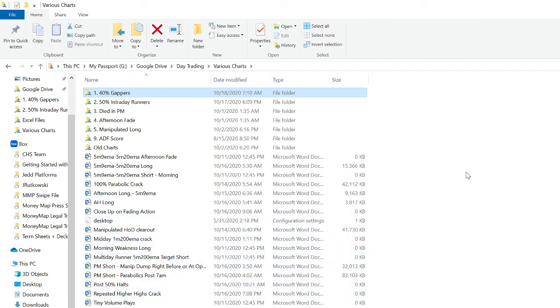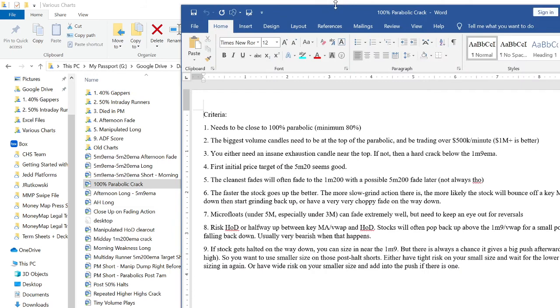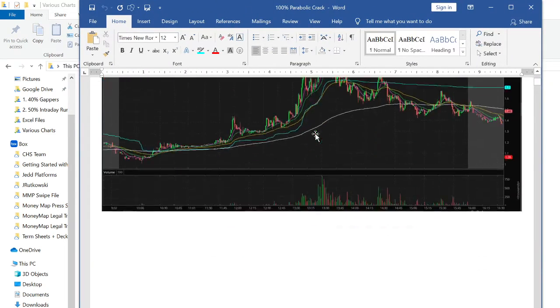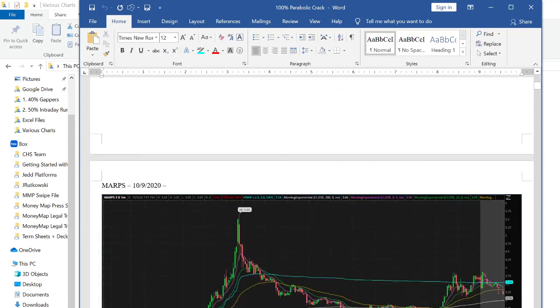And then you keep doing this over and over again, and eventually you're going to have maybe 10 or 12 setups that might be super specific, but since you know so many, you could trade those.